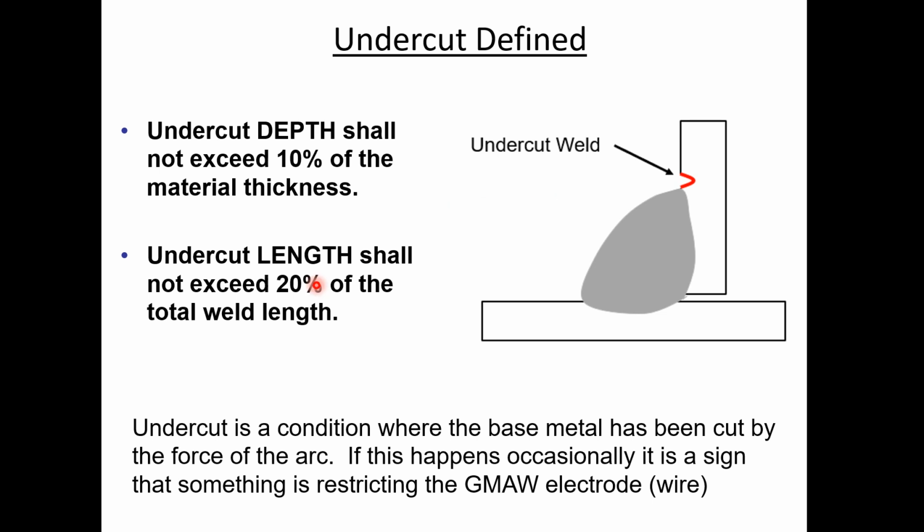But here's what I want to say. I want to say that undercut, in my opinion, is the worst of all the problems that you could have with a weld. And here's why I would define it like that. Because this weld is perfect. It's in the right place. It's the right size. It's the right length.